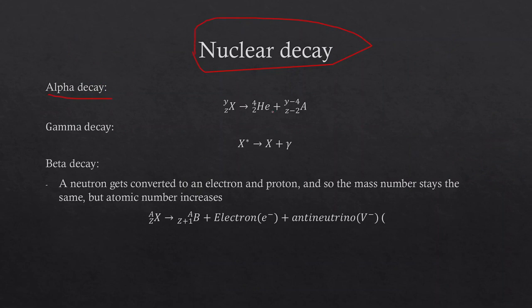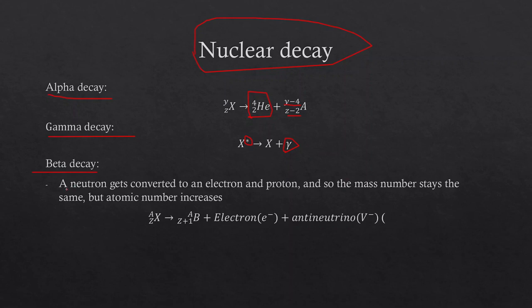Basically, in alpha decay, we have the emission of a helium nucleus, and so you'll have to subtract 4 from the mass number and 2 from the atomic number. Then you have gamma decay. This asterisk over here basically symbolizes the presence of the element in its excited state, and it's going to emit gamma radiation to lose that extra energy that it has.